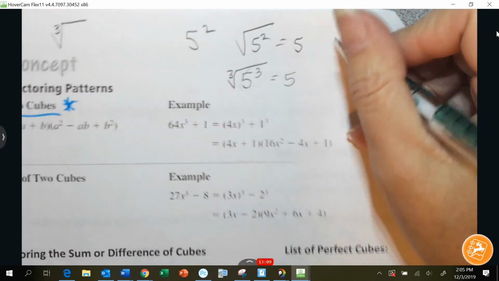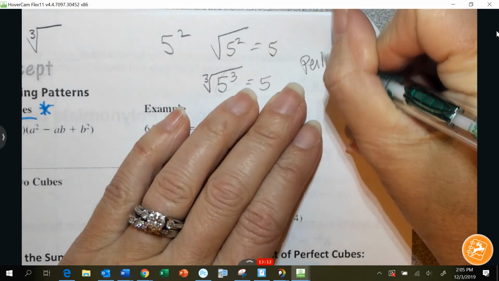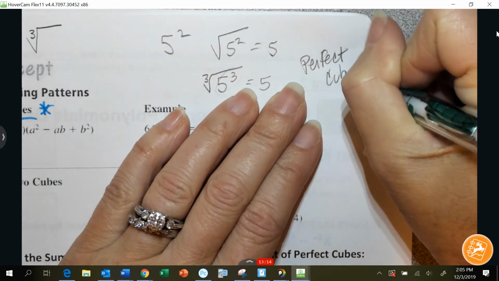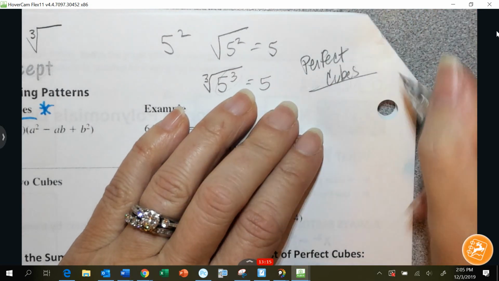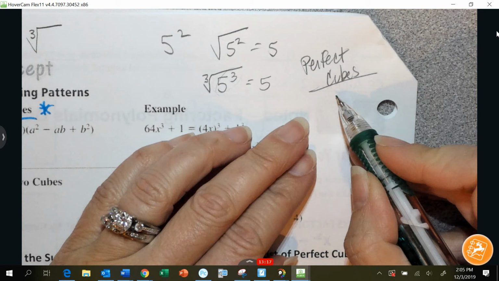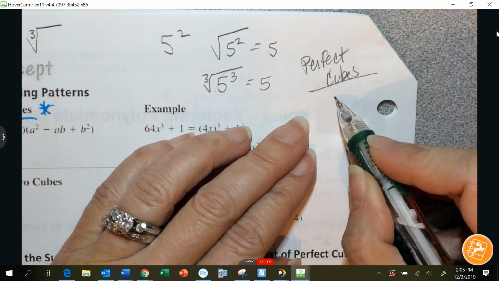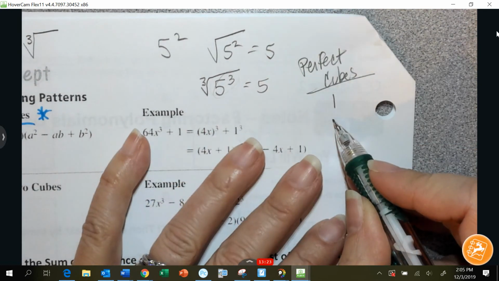Wait. I'm trying to think of one. What about the cube root of 24? Nope. What is 1 times 1 times 1? What is 2 times 2 times 2?